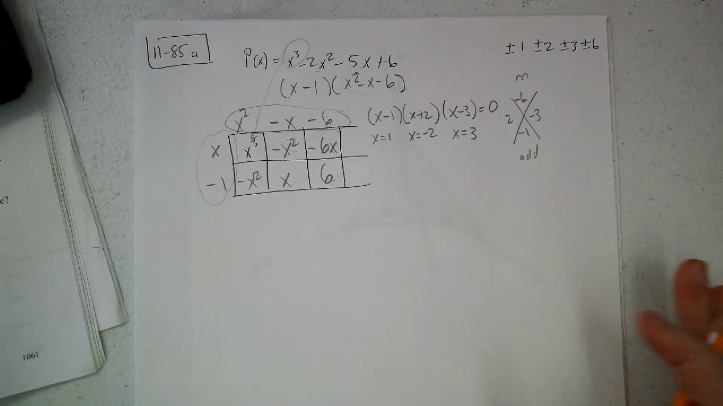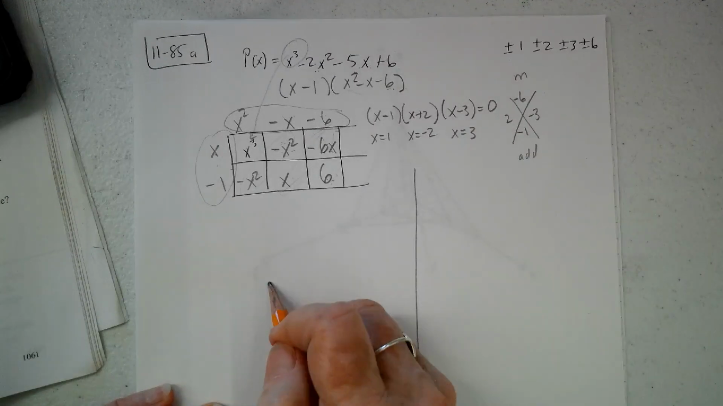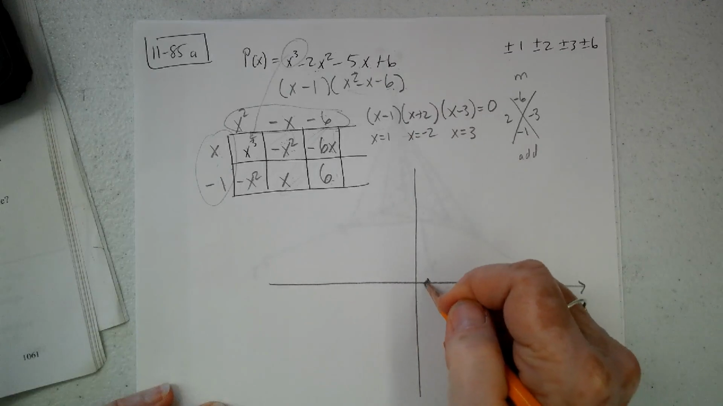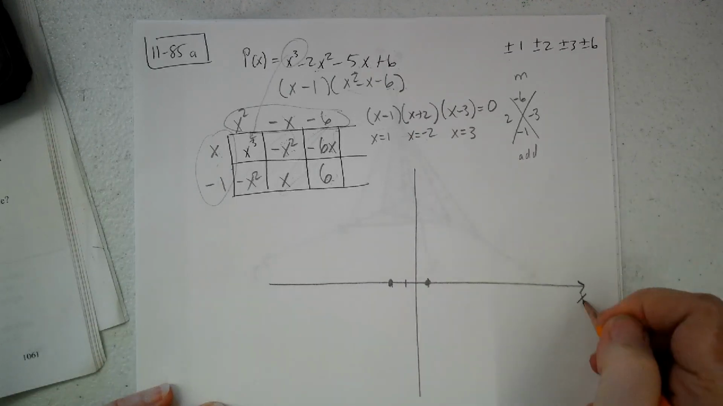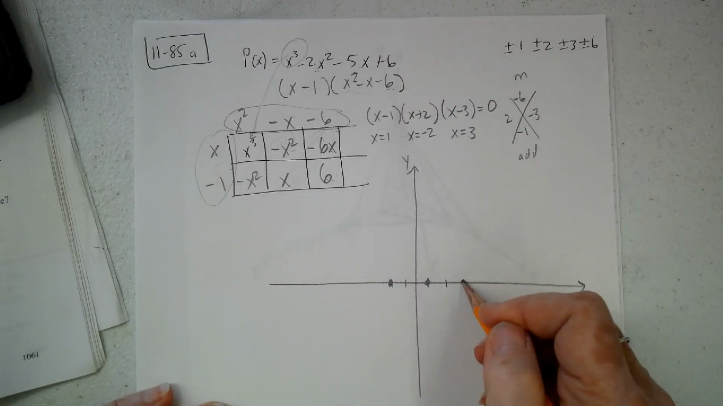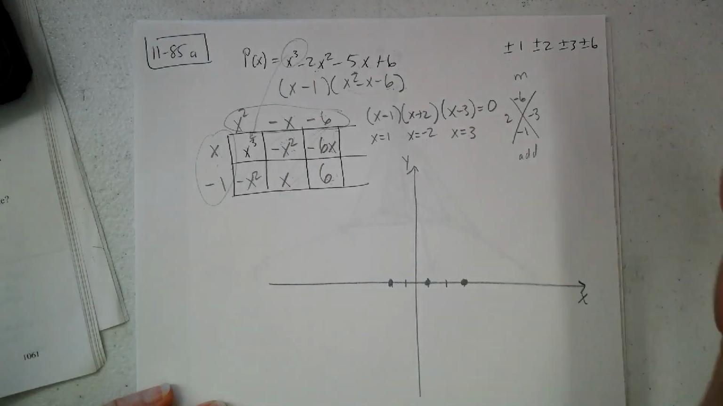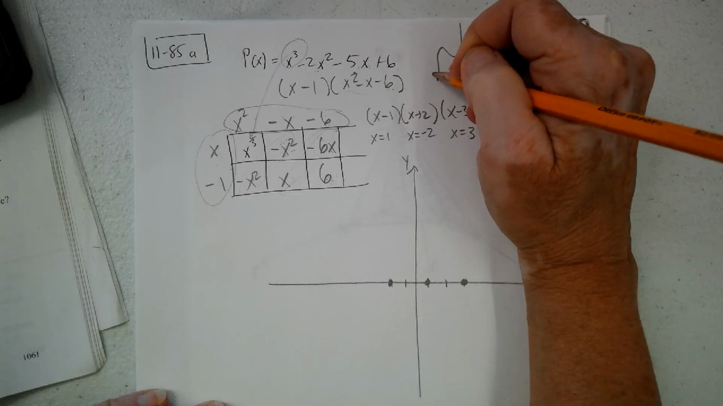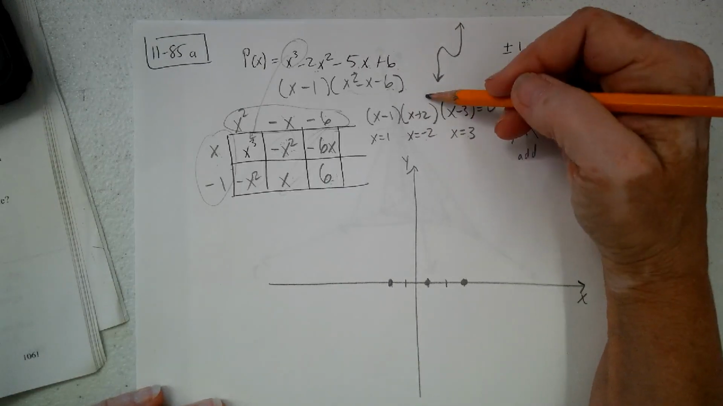So I factored it. And so now I want to draw the graph. I know that these are all intercepts. So I have an intercept at 1, I have an intercept at negative 2, and I have an intercept at 3. I know it's a cubic, and I know there's a picture of a cubic parent function on the wall, and that cubic looks like this. So I think my graph is going to look kind of like that.